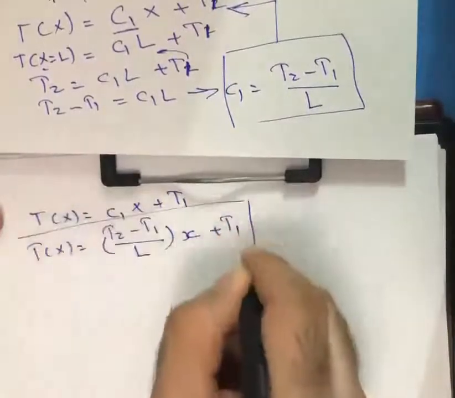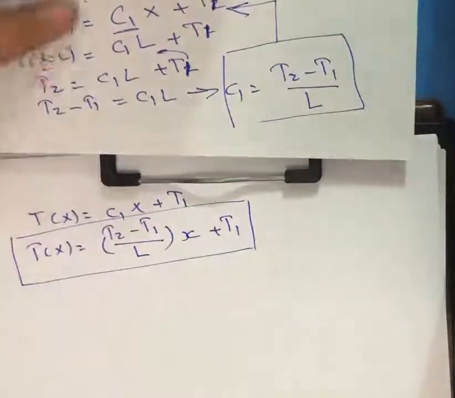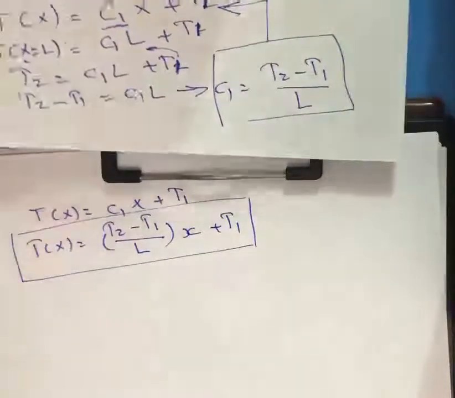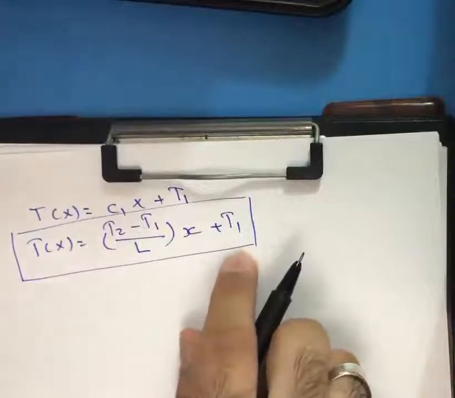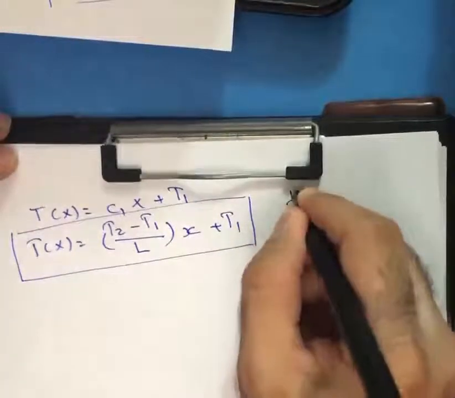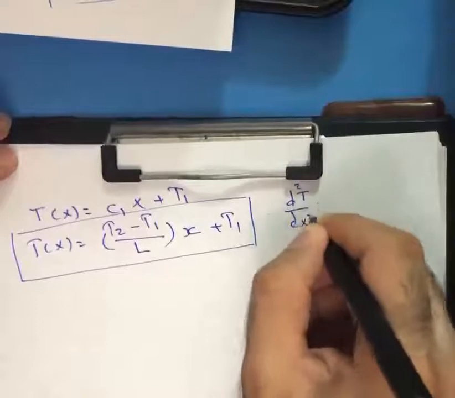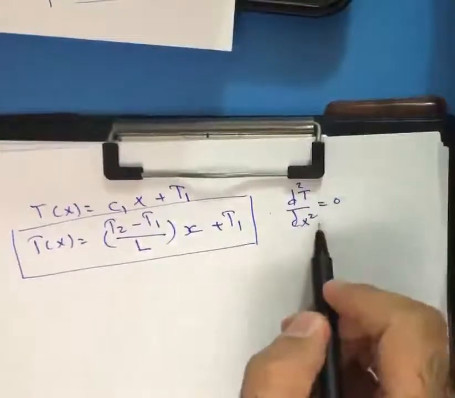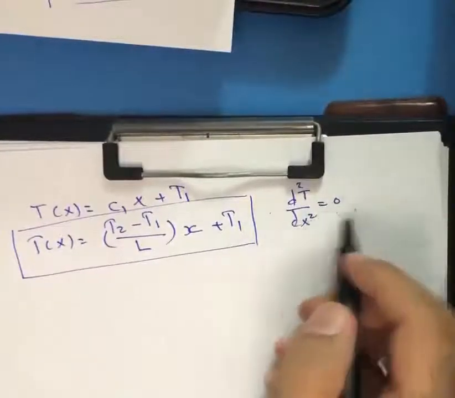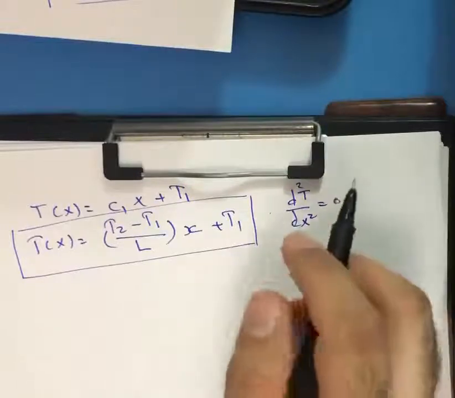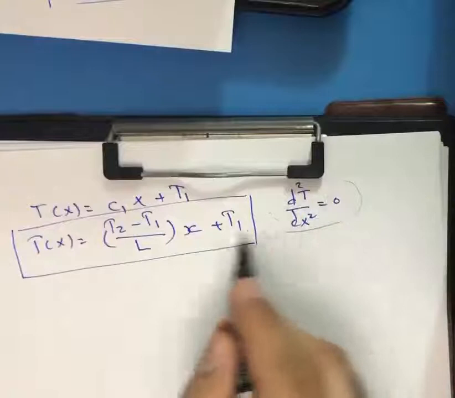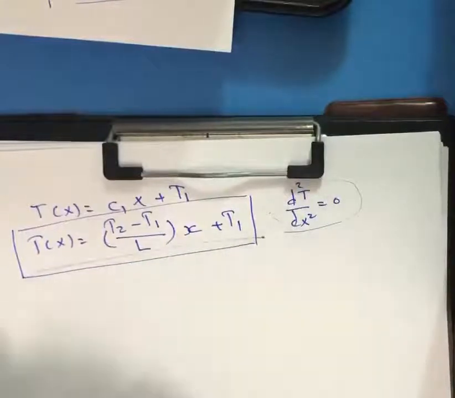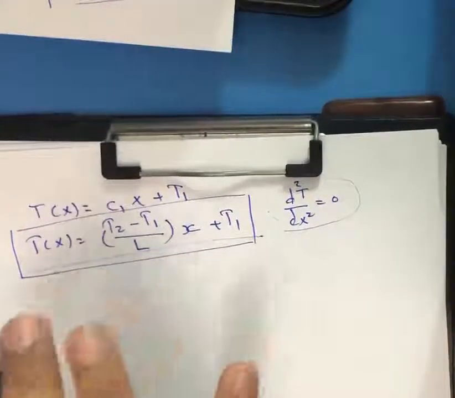In this way, we can find the general solution of the one-dimensional heat conduction equation. This is actually the general solution for the heat conduction equation, which is d squared T by dx squared equal to 0. This is the heat conduction equation in one dimension without heat generation and under steady state condition, so the general solution of this equation is this.